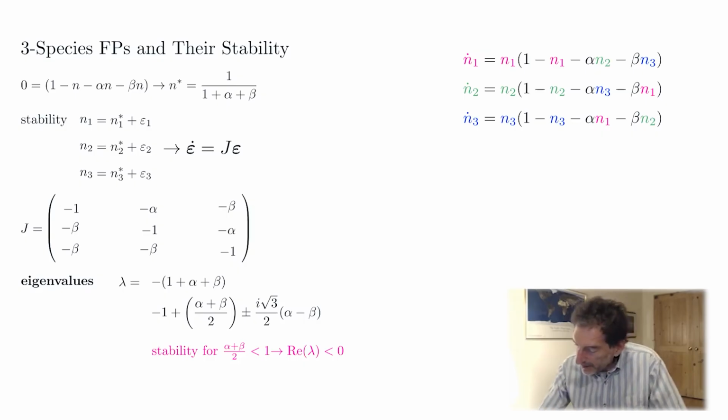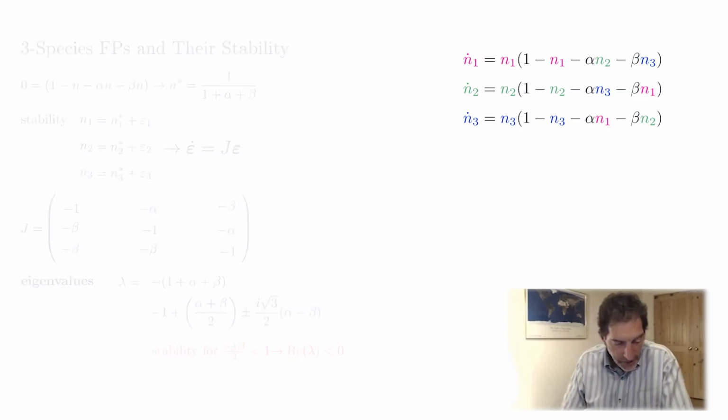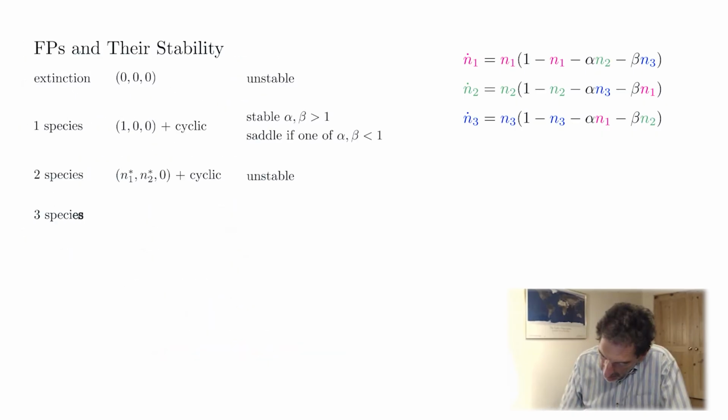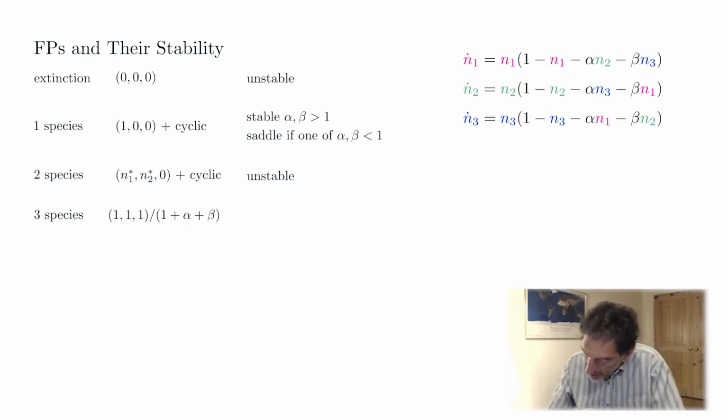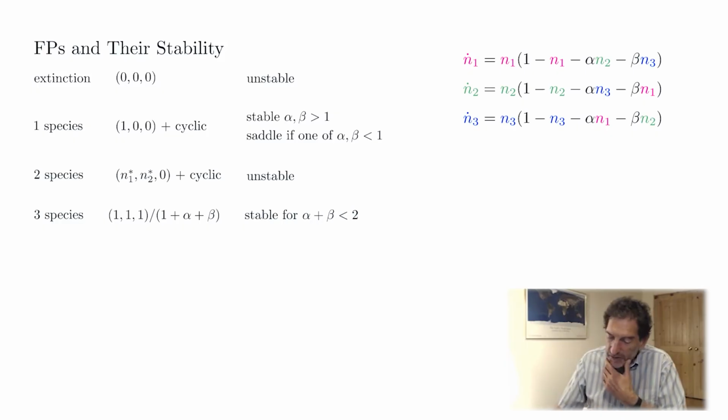Now we have characterized most of the stability behavior of the three species fixed point. So the three species fixed point is (1, 1, 1) divided by 1 plus alpha plus beta. And this is stable for alpha plus beta less than 2. So these types of fixed points are what might be called the dynamically dull fixed points, because they're either simply stable or saddle points, but they mirror what we've seen in 2 dimensions.